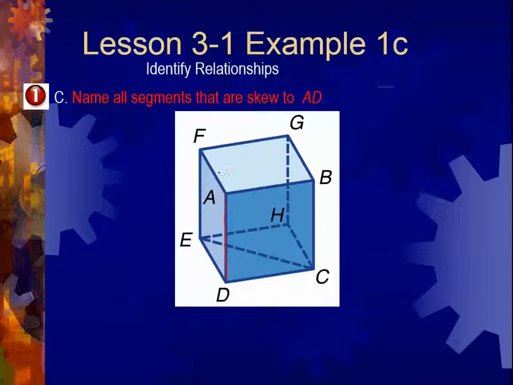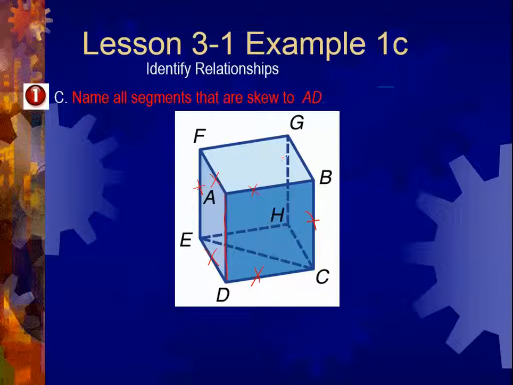Well, FA touches it, so that can't be it. AB touches it. DC touches. And ED touches. So those are out. So let's look at the other ones. EF is on the same plane. They are both on this left side, so that can't be, because skew lines can't be on the same plane. Same thing with BC. It's on this front plane. Same plane as AD, so we can't count that one.